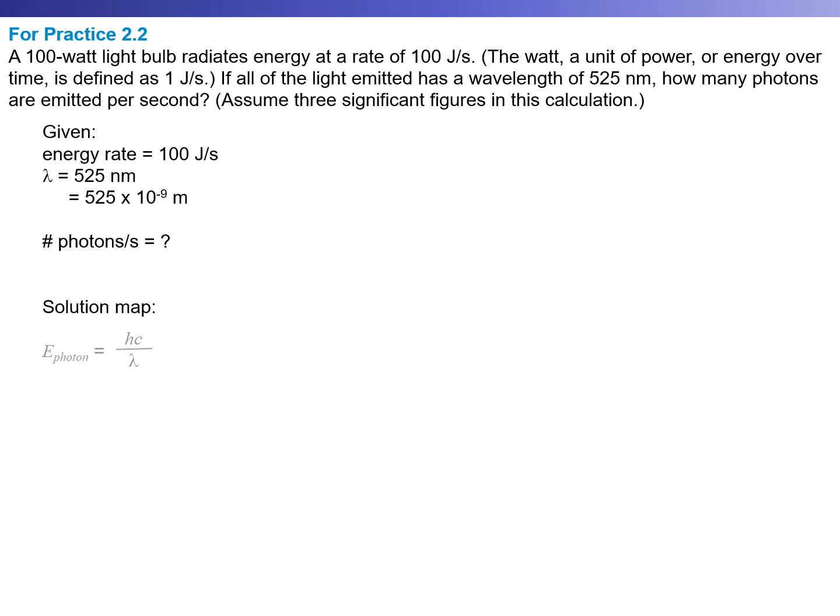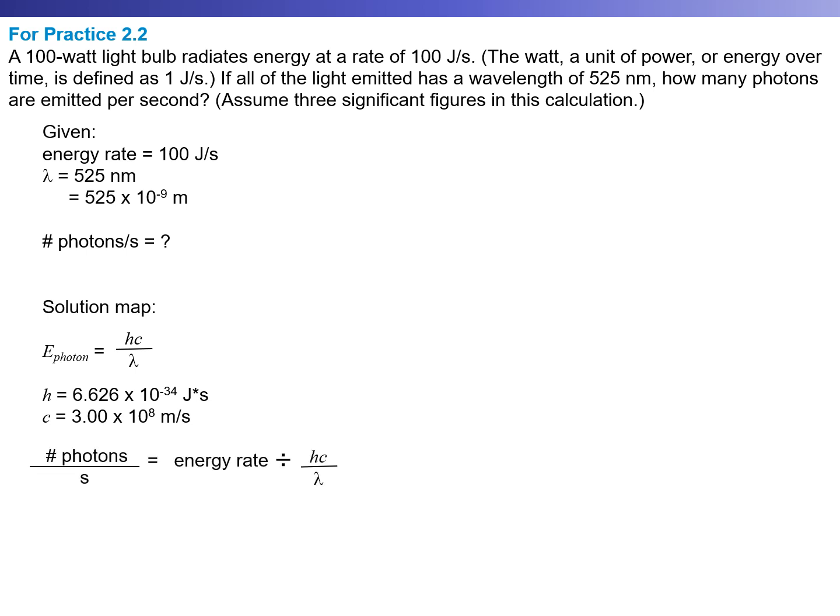Well, the thing that we know is that the energy in a photon is equal to Planck's constant times the speed of light divided by the light's wavelength, where Planck's constant is equal to 6.626 times 10 to the -34 joule seconds, and the speed of light is 3 times 10 to the 8th meters per second. We know what our wavelength is because it was part of our given, so we're going to calculate that. The next thing we need to calculate is the number of photons per second. So we're going to take that energy rate, 100 joules per second, and divide it by the energy in the photon, the energy per photon.